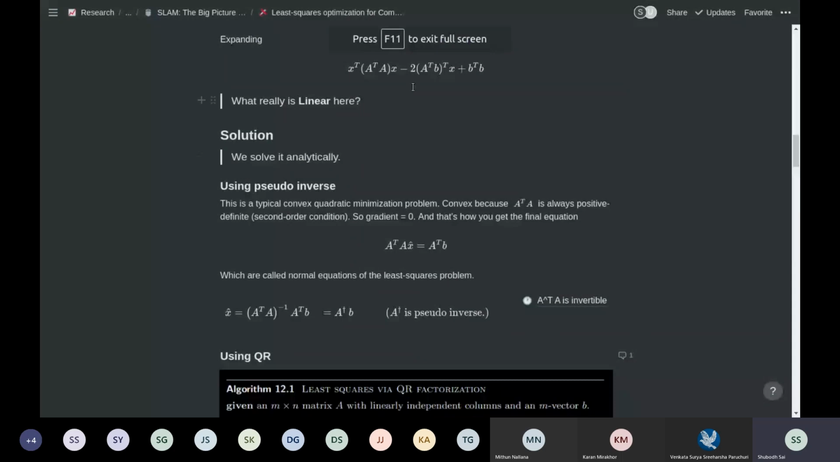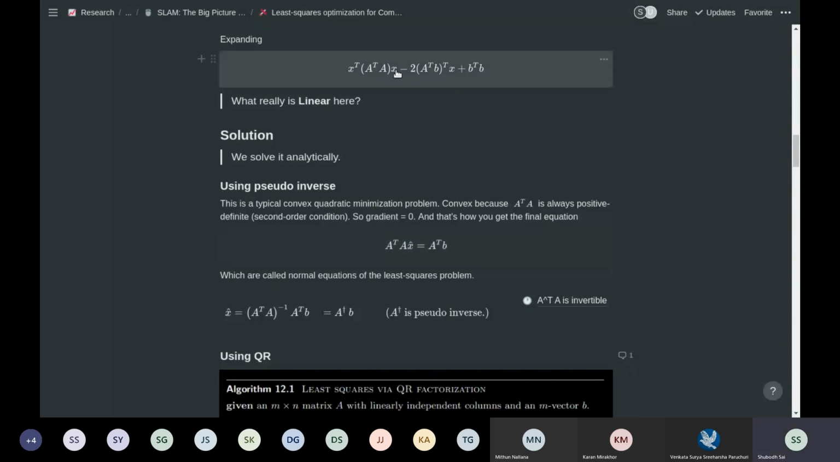So we take the derivative of this and equate it to 0. We take the gradient of this and equate it to 0. This B transpose B will disappear because it's a constant. Now 2 A transpose B will be as it is, and then X transpose A transpose A X, you take a derivative of this equation and equate it to 0. You'll end up with this.